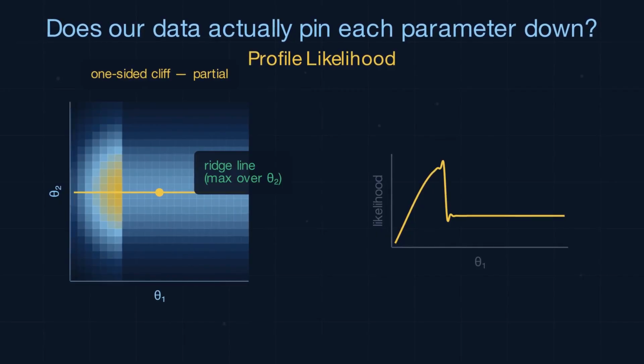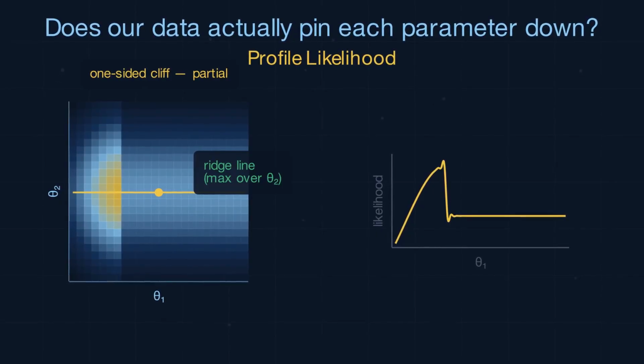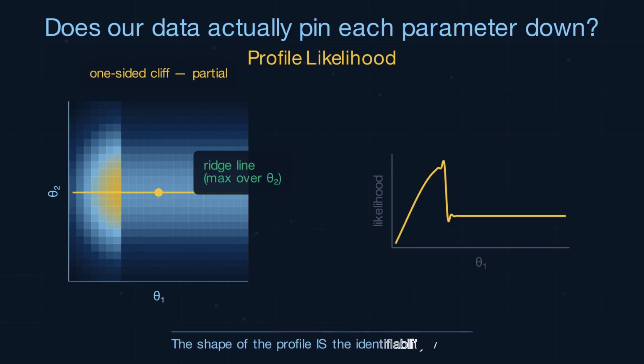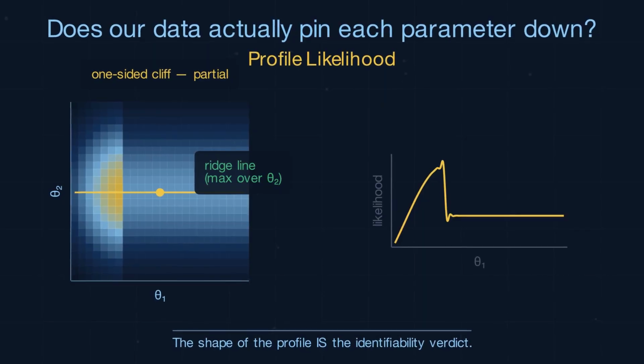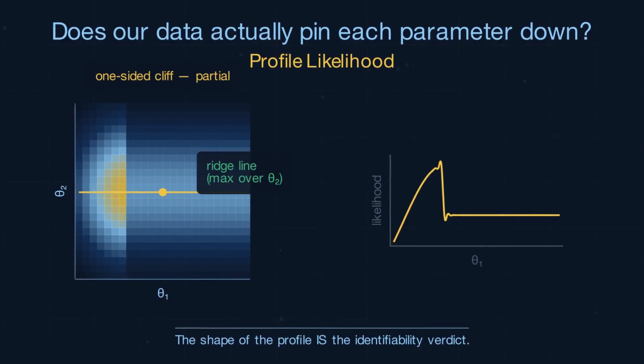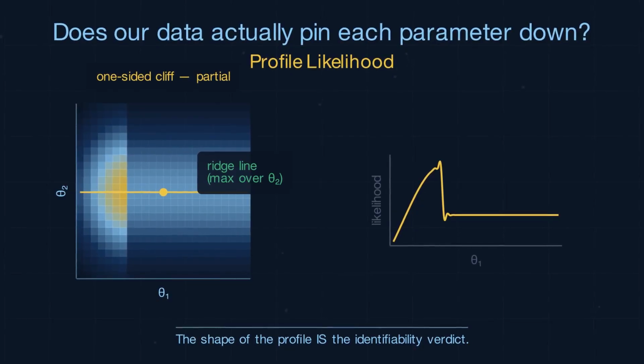No matter what value θ1 takes, you can compensate by adjusting θ2 and still fit the data just as well. The parameter is practically non-identifiable. Archetype 3. A cliff, a peak with one side dropping off steeply, but the other side extending as a plateau. The profile has a sharp wall on one side and a flat plateau on the other. Partially identifiable. The data sets a lower bound but not an upper one, or vice versa.